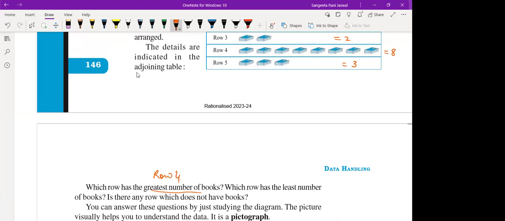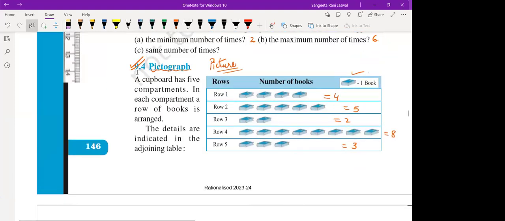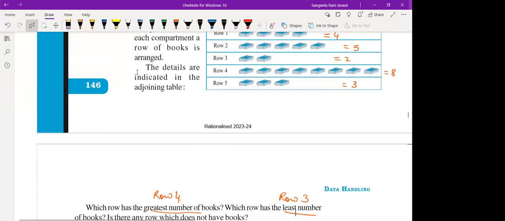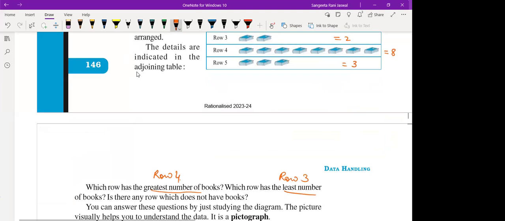Okay, now you will not all say it together, I will ask one by one, because when everyone speaks at once, I am not able to make out what you are answering. Harshit, tell me which row has the least number of books? Row 3. Okay, that's row 3. Now, is there any row which does not have any book? No, ma'am. So there is no row as such.